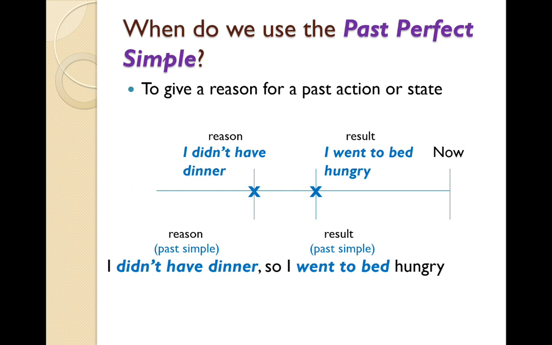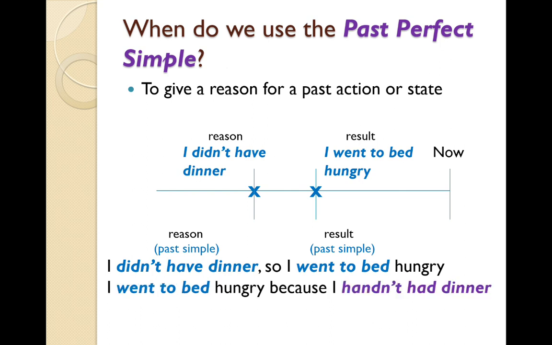But if we want to talk about the result first, I went to bed hungry because I hadn't had any dinner. Then we use the past simple for the result and the past perfect for the reason. And we use the past perfect here to show that although it happens later in the phrase, it actually happened before.